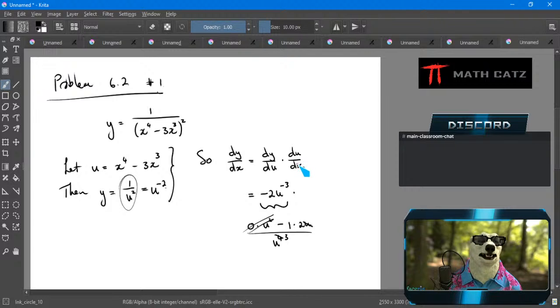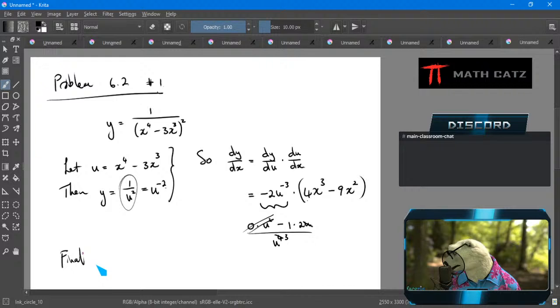Now the second part is going to be 4x cubed minus 9x squared. Of course, that part has multiple terms, so I need to remember the bracket. Now I have some stuff here, so I need to go on a new line maybe. Let's say here, finally, we are almost done.